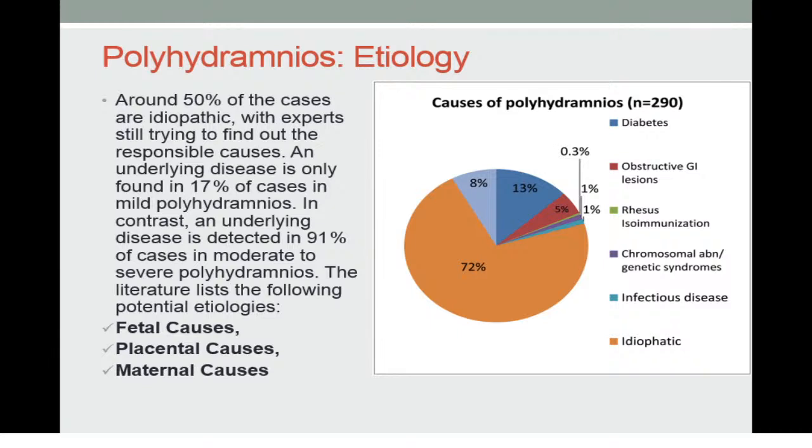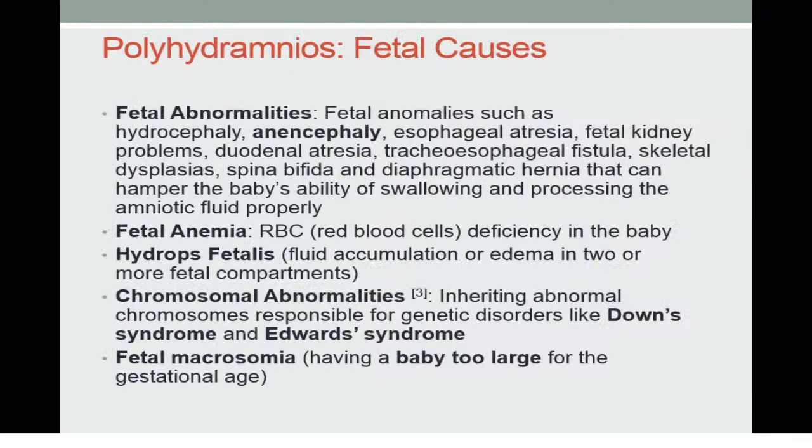And in this picture, you can see some of these diseases which lead to the development of polyhydramnios. You can see 72% of polyhydramnios are recognized as idiopathic. We still have no possibility to understand what the reason is in this case.